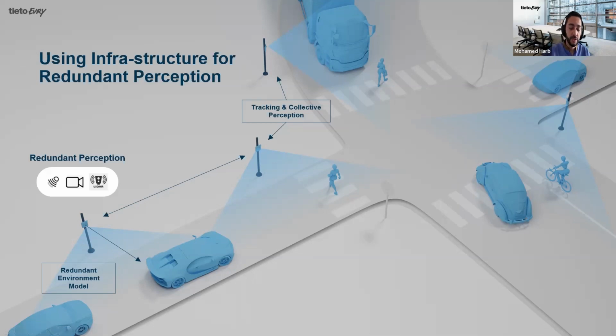So what we're proposing is to remove the cost, or to get rid of the redundant perception system, to be clear, from the vehicle and offload this to the infrastructure.